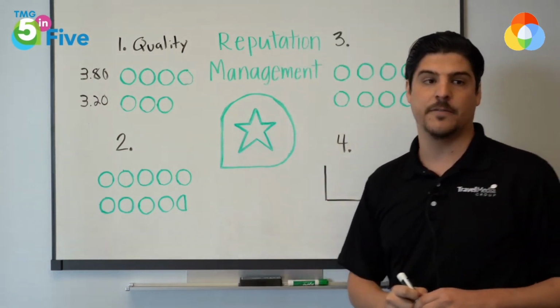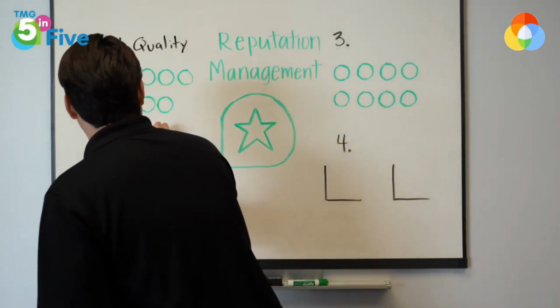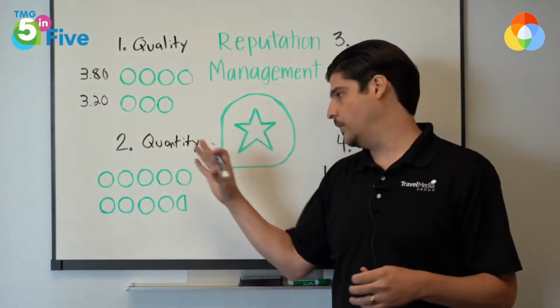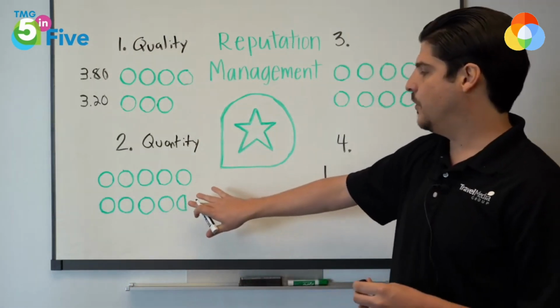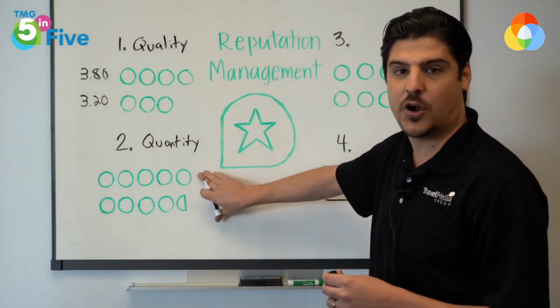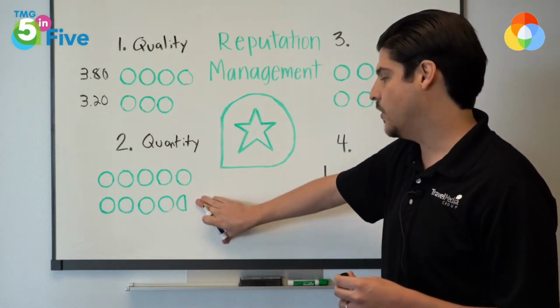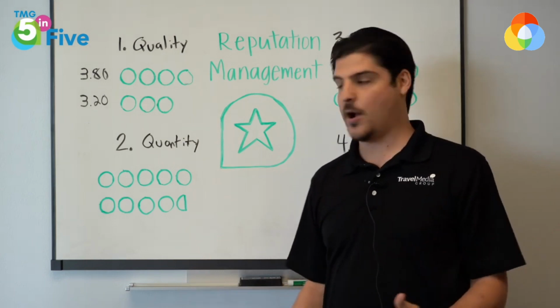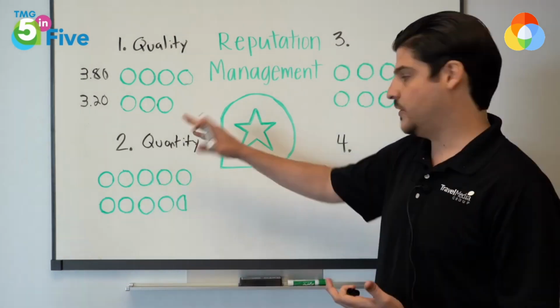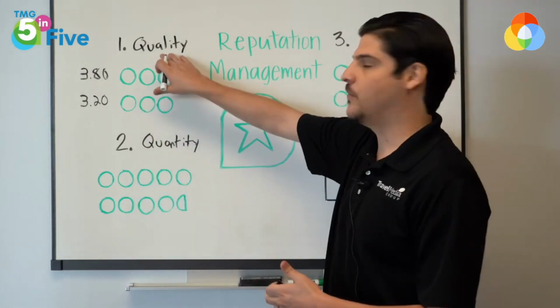Let's move to the second factor, quantity of reviews. This is the number of reviews that we're getting. Another example of this, we see a perfect 5-star bubble and we have a 4.5-star bubble. If I asked you right now, which hotel would you rather be? You would obviously say the 5-star because of quality.